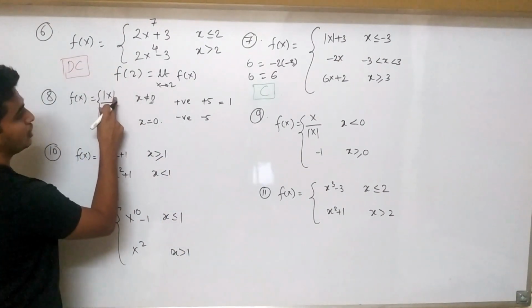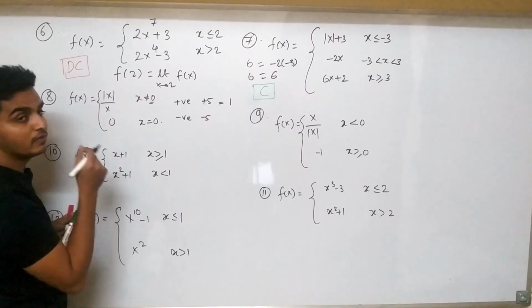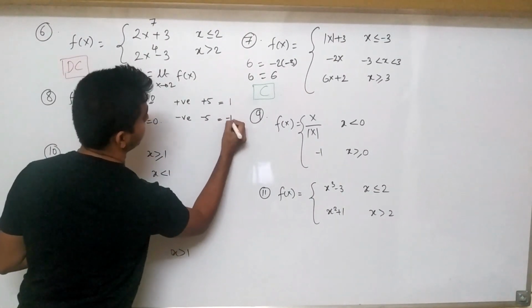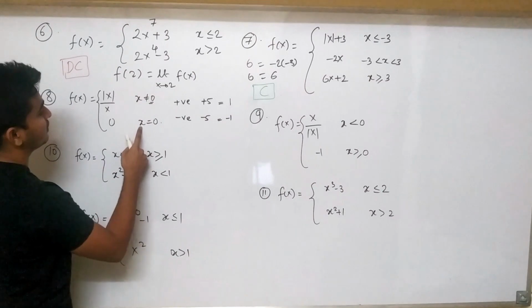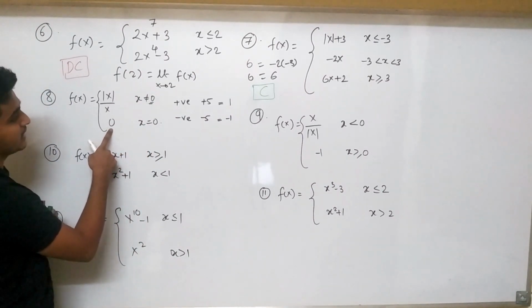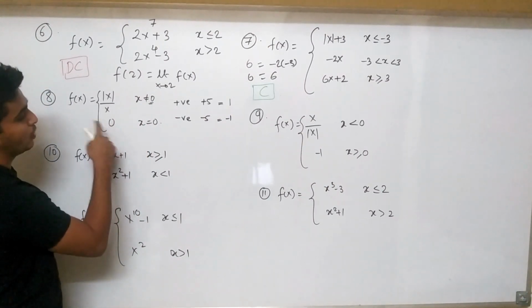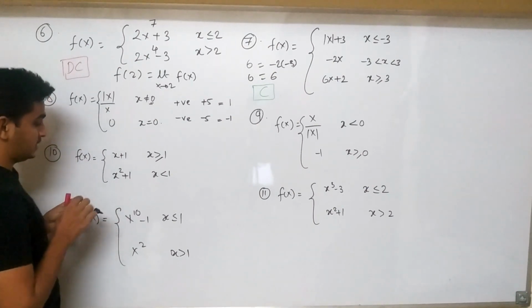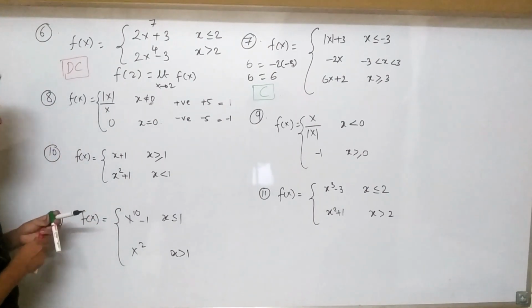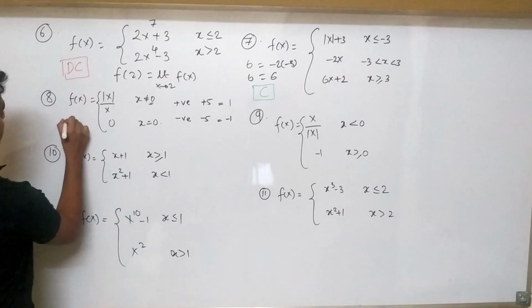Why? Because the numerator will be positive and the denominator will be negative. So this will become negative, minus 1. So you have two different values, and what we can say is at exactly 0, we don't have a defined value at 0. So we can say that this function is discontinuous.